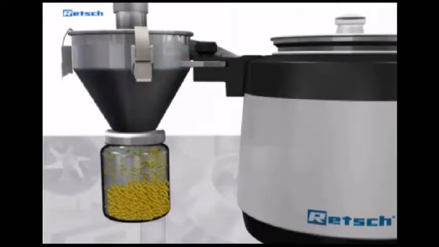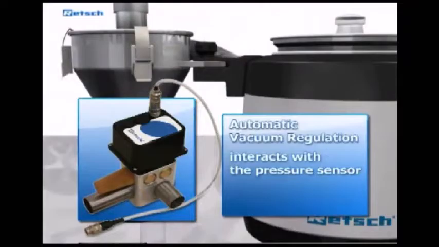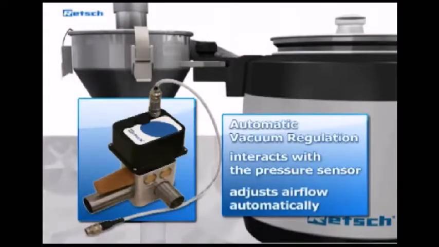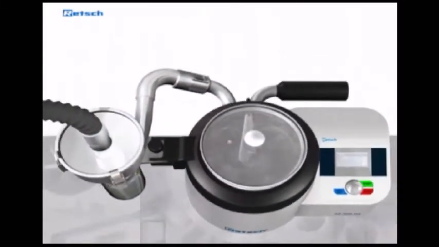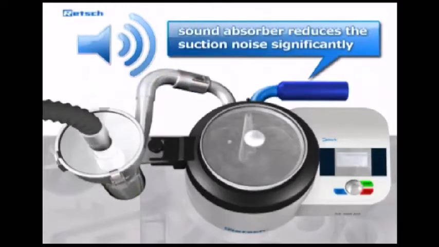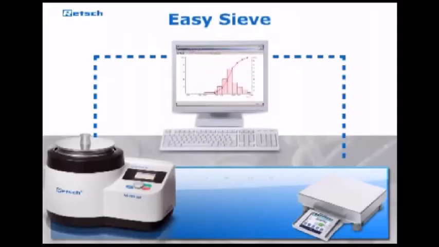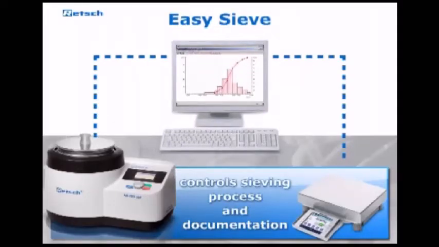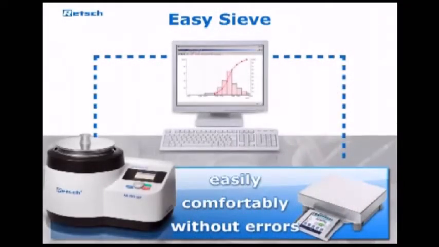An automatic vacuum regulation can be connected to the device, which interacts with the pressure sensor, automatically adjusting the airflow to the entered value during the whole sieving process. The supplied sound absorber can be connected to the air inlet channel, which reduces the suction noise significantly. Thanks to an integrated interface, the AS200 jet can be controlled with the evaluation software EasySieve. This program allows to control the entire sieving process and the subsequent documentation easily, comfortably, and without errors.